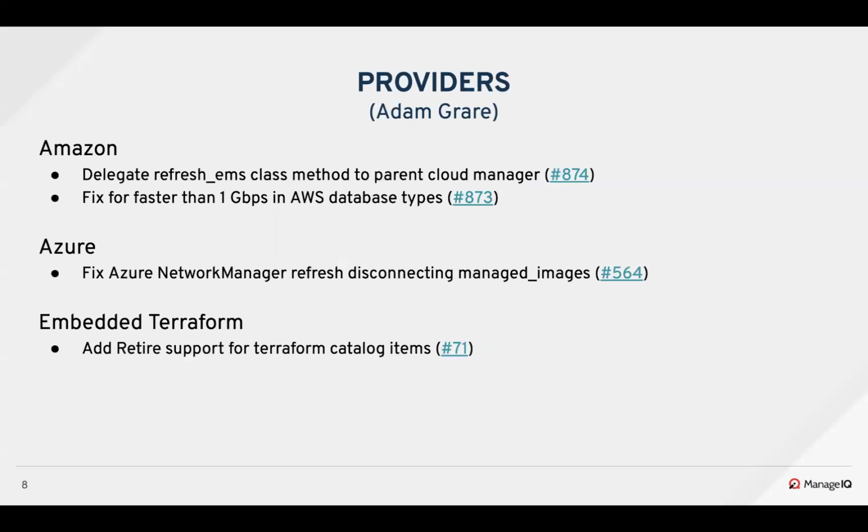For providers this sprint, Nasser made some changes to Amazon to delegate the refresh EMS method at the class level up to the parent cloud manager. We'll get into why he was doing that in the next bullet. He also fixed an issue with AWS database types for speeds that are faster than a gigabit per second. When this was originally written, that was the fastest.